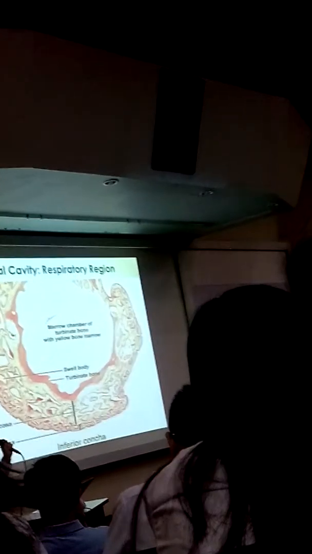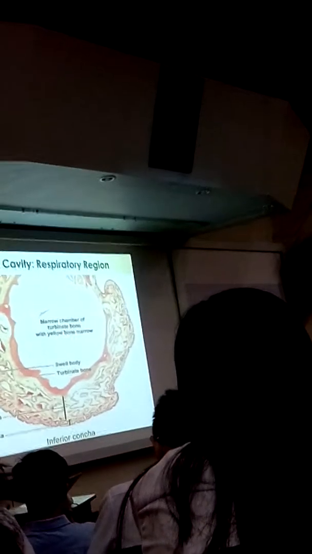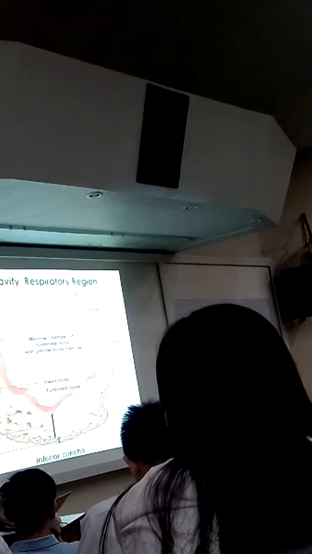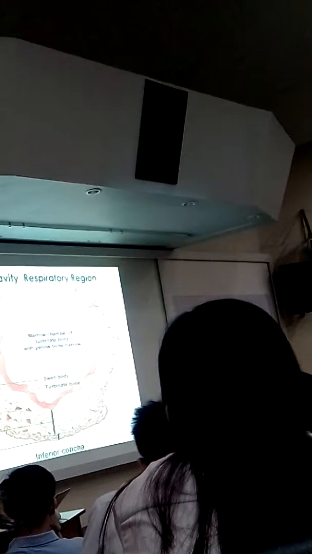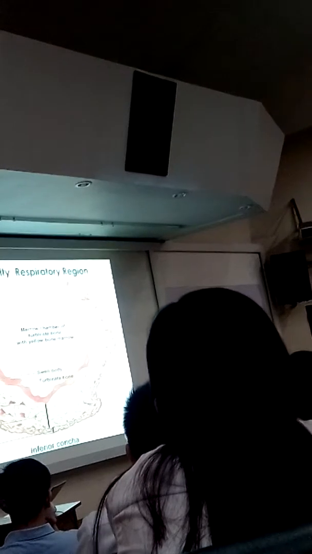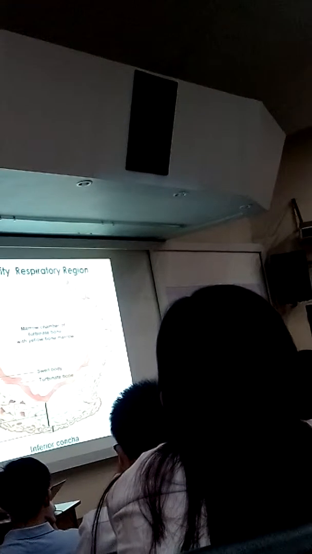So we'll go now to the respiratory region of the nasal cavity. It is lined by, as we discussed earlier, a pseudostratified columnar epithelium, which is composed of 5 cell types. What are these 5 cell types? Ciliated cells, the goblet, brush, basal, and what else? Small granule cells. So be sure to know the function of each cell type.